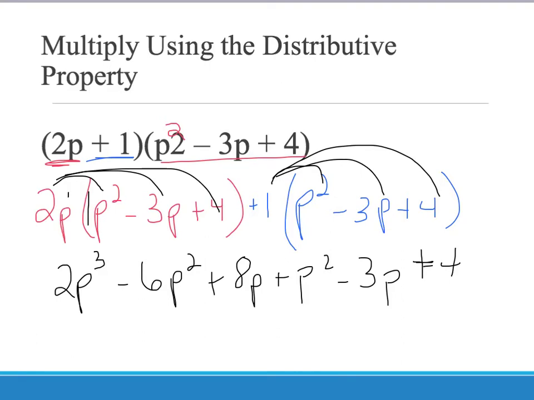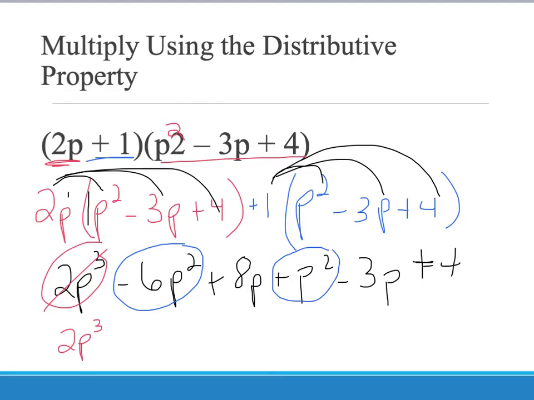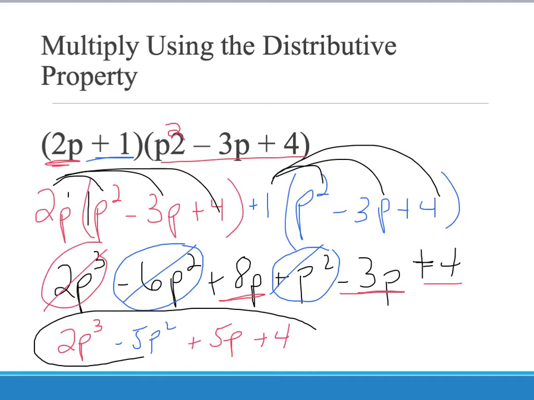I see that I just have 2p to the third. I only have one of them. Okay. Then the next one is I have minus 6p squared and plus p squared. So that gives me minus 5p squared. And next I have 8p minus 3p, so I have 5p, and then just the plus 4. Okay, so everything is simplified, starting with the largest degree first, 2p to the third minus 5p squared plus 5p plus 4.